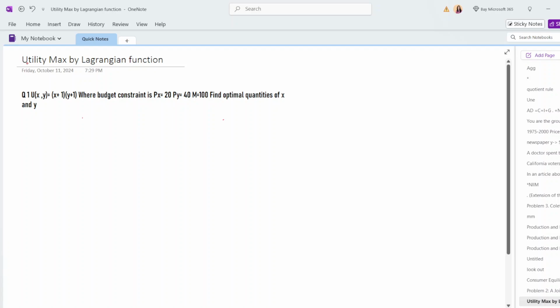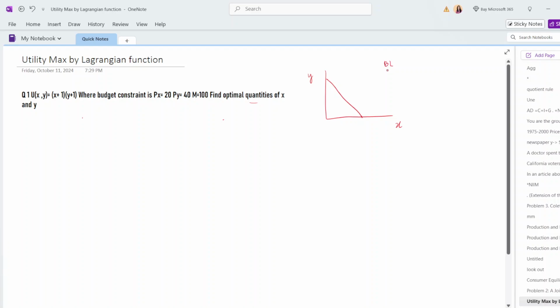Today I've decided to do an intermediate macroeconomic question where we need to maximize utility by using Lagrangian function. Okay, so before I go into Lagrangian function, let me give you a quick idea about consumer satisfaction and how we can find optimal amount of good X and good Y from here. In that case, let's assume that good Y goes over here, good X goes over here. This straight line represents our budget constraint or budget line.